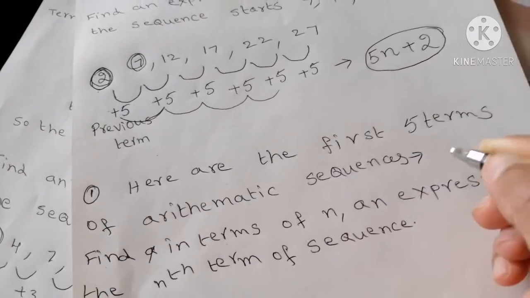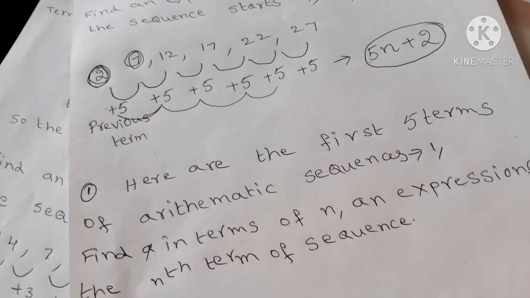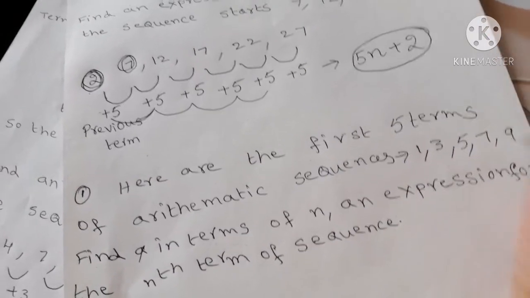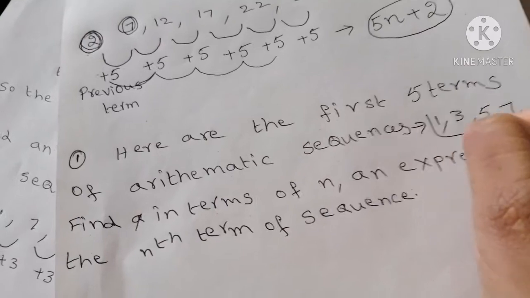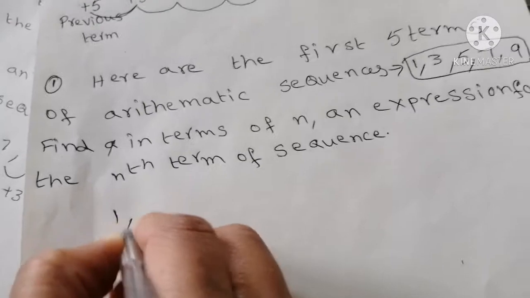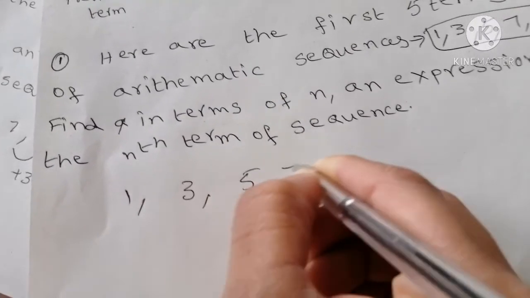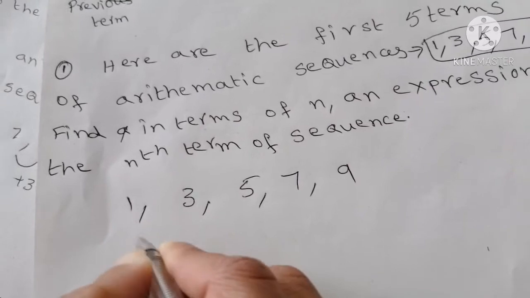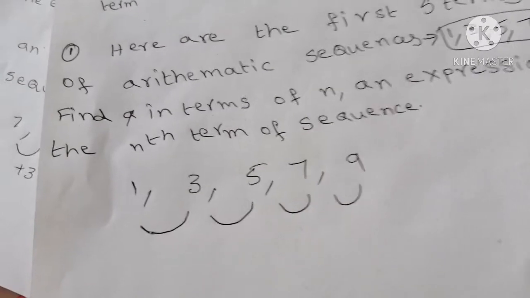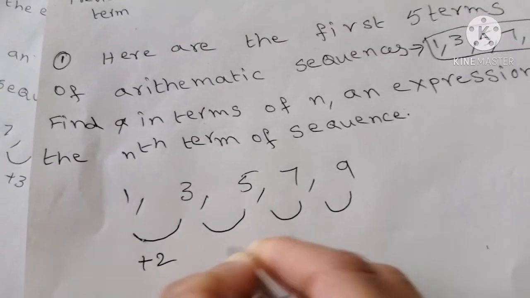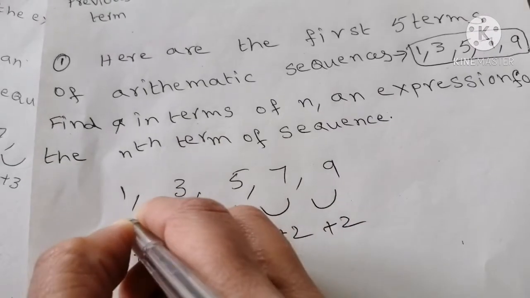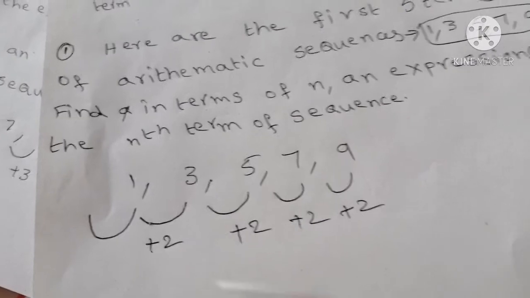Here they given 5 numbers, which is 1, 3, 5, 7, 9. So I am copying these sequence 1, 3, 5, 7, 9. So what we need to do here? First we need to find the common difference. So plus 2 is the common difference for each number, and we need to find the previous term.